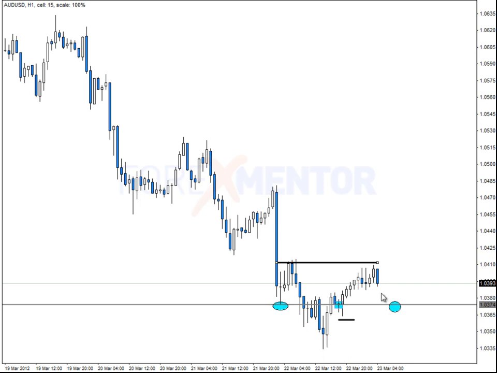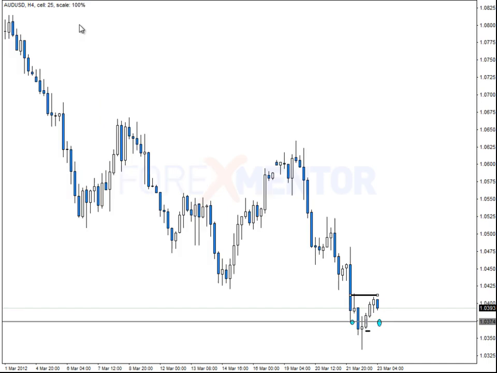In terms of targets, let's just have a look at this. Go to your next time frame up. We're obviously in a downtrend. Okay, we've got lower highs, lower lows. That's very clear.